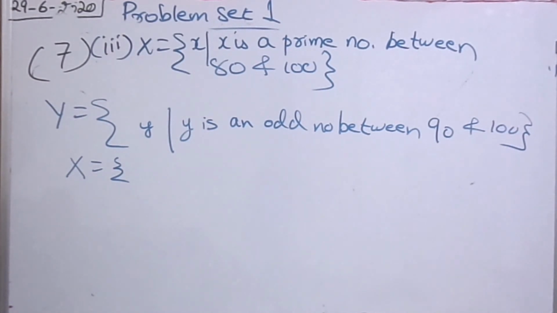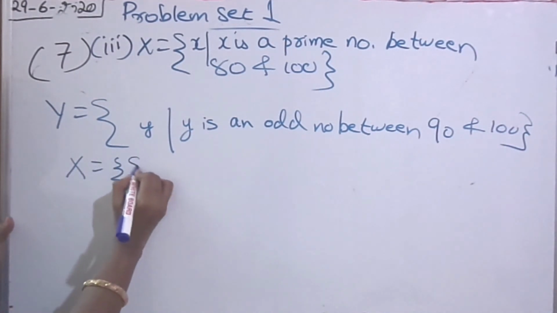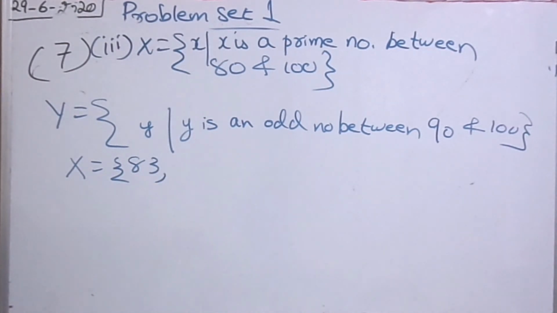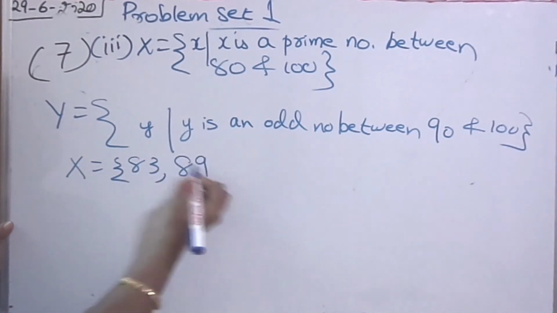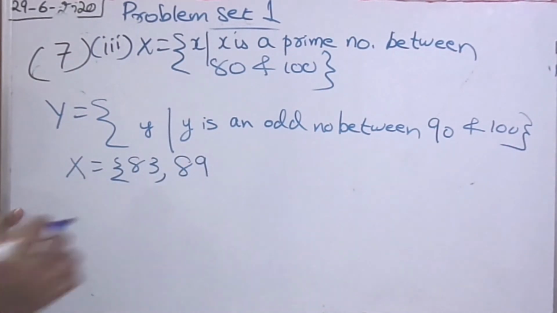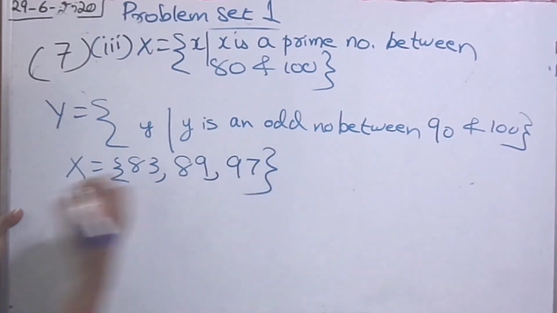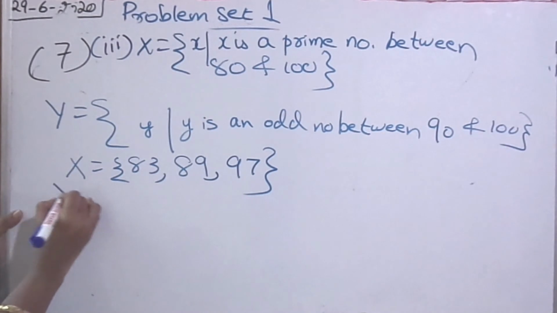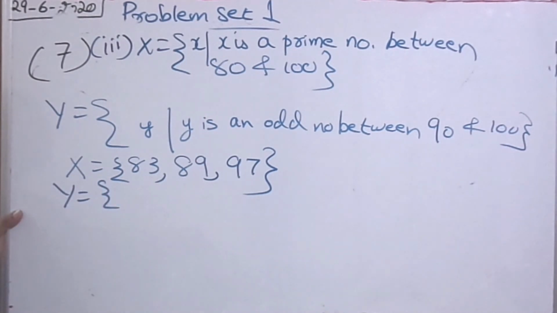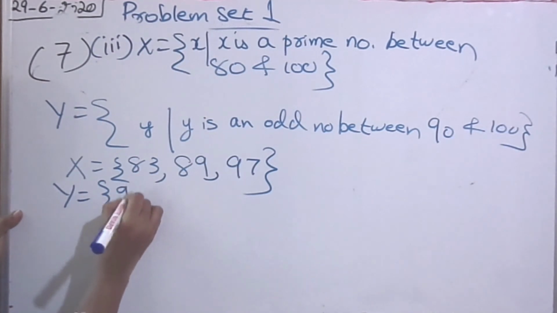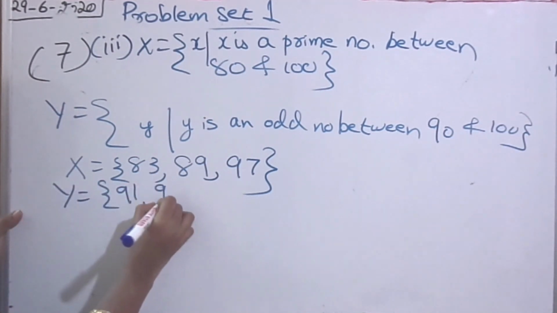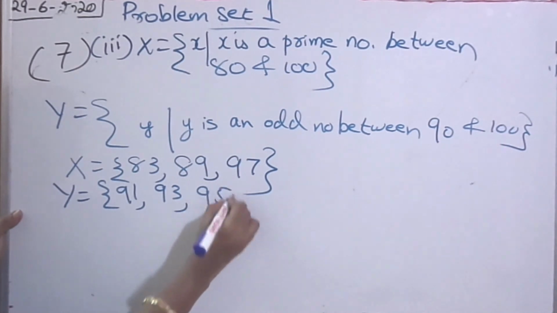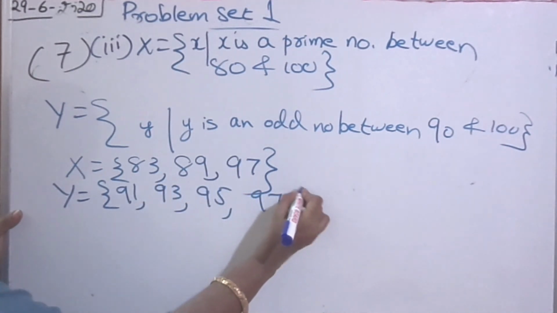So which are the prime numbers between 80 and 100? Come on, tell me. First let us try the prime numbers between 80 and 90. Which are the prime numbers? 83, then 89. Then between 90 and 100 only 97. Y. Y is an odd number between 90 and 100. Which are the odd numbers between 90 and 100? There are so many. 91, 93, 95, 97 and 99.